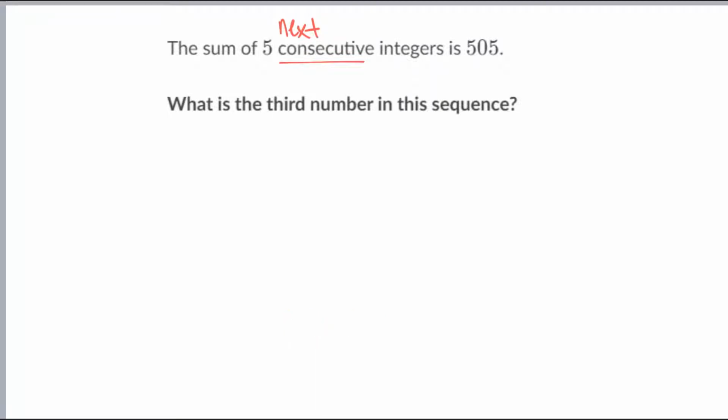Now, we don't know what these numbers are. So the first one is, well, I don't know what it is, so I'll just call it x. And now we're dealing with the sum of these numbers. So I have to add, and the next number is going to be the number after x. So that would be, I'll put it in parentheses, x plus 1. And then the number after that would be our original number, x, plus 2.